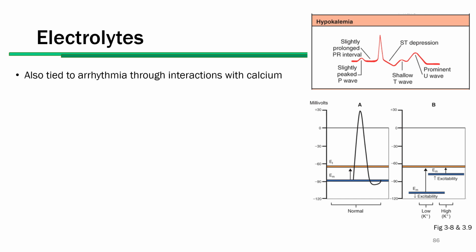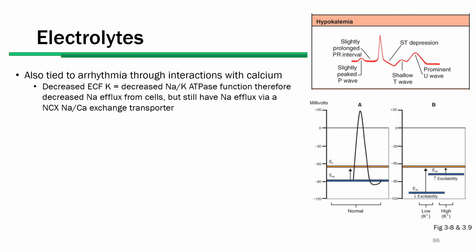Potassium can also be tied to arrhythmia through interactions with calcium. If there's a decreased extracellular potassium, so let's draw our cell up here again. So we've got lower potassium here. Remember that the sodium-potassium exchange transporter, the sodium-potassium ATPase, usually is pulling out 3 sodiums and putting in 2 potassiums to reset that gradient. But if there's not enough potassium here, then there isn't enough potassium to go into this transporter, so that's not working either. So there's a decreased sodium efflux in this transporter because there's not enough potassium to fuel the pump.